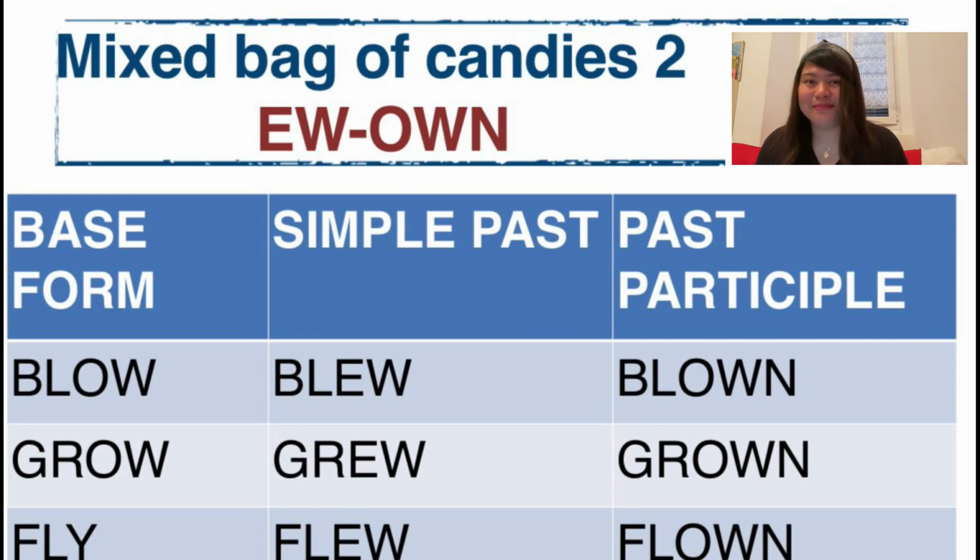Now, the verb becomes blew in simple past. Blow in base form, blew in simple past. For past participle, we change the E to O, W, N. So blow becomes blew, and blown for past participle. Okay.